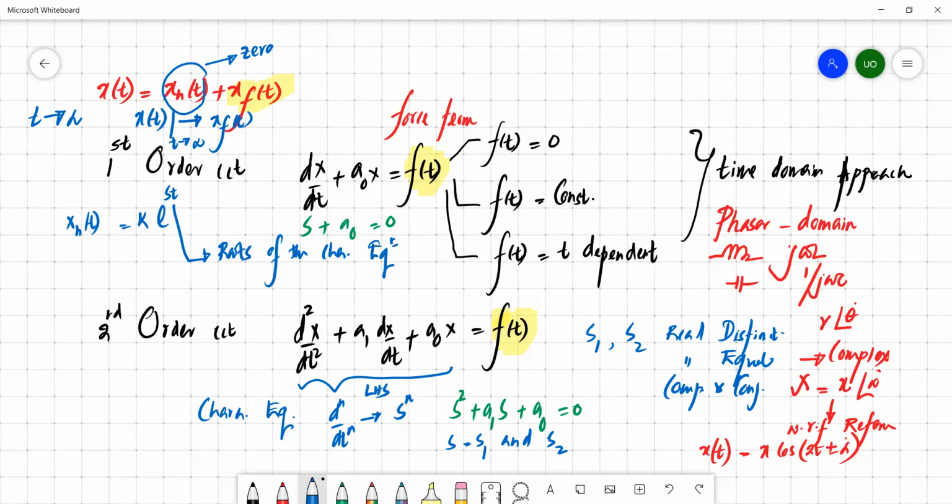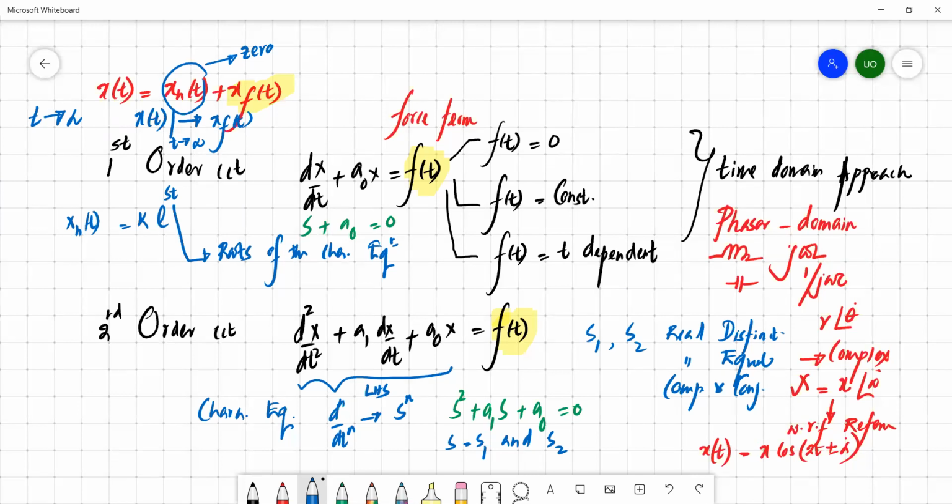If you are asked to evaluate the forced response or the steady state response, you can either deal with it in the time domain, or convert the entire circuit to the phasor domain, work in the complex domain, and then convert it back to the time domain if required. Otherwise you can keep the values in the phasor domain. If not, you have to convert it back to the time domain. So this is the second way of dealing with the forced response.